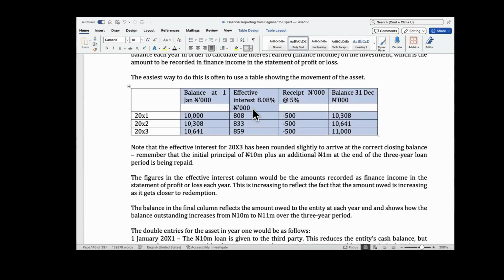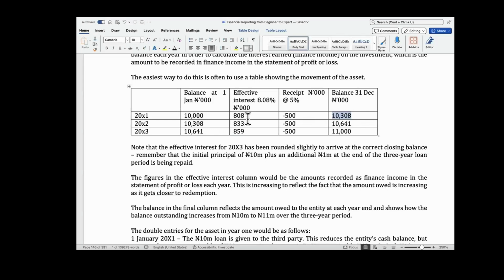It is no more than this. And you see, from this table now, this 808 is our income, the entirety of our income every year. 808 goes to P&L, while this 10308 is the value of our financial assets. You see, in year one, this 10308 will go to non-current assets because we are not collecting back our money until after 2 years.